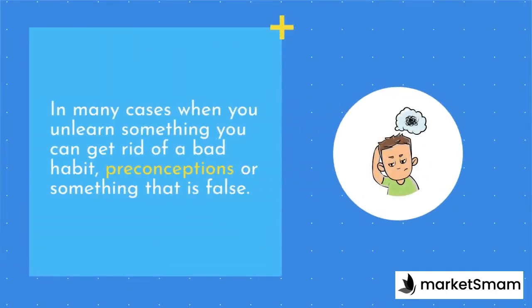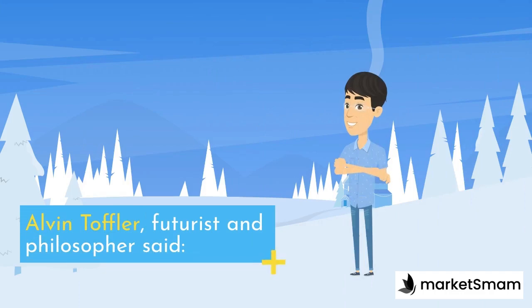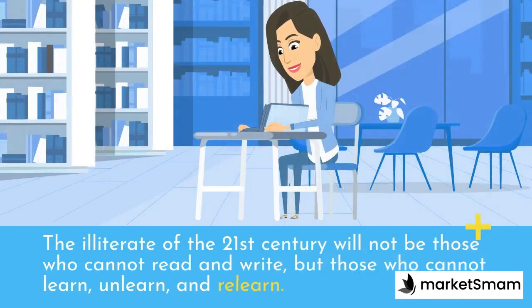In many cases, when you unlearn something, you can get rid of a bad habit, preconceptions, or something that is false. Alvin Toffler, futurist and philosopher, said, "The illiterate of the 21st century will not be those who cannot read and write, but those who cannot learn, unlearn, and relearn."